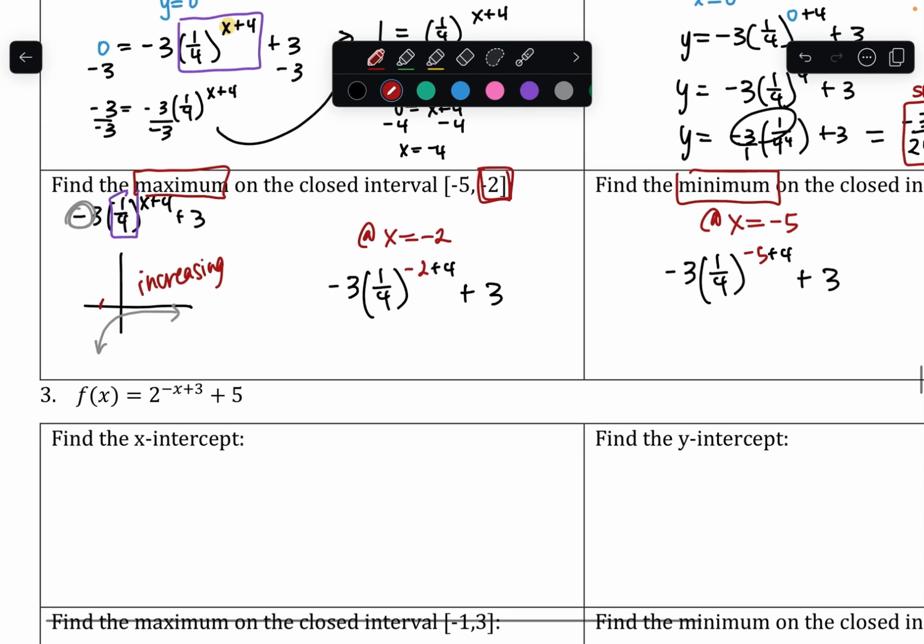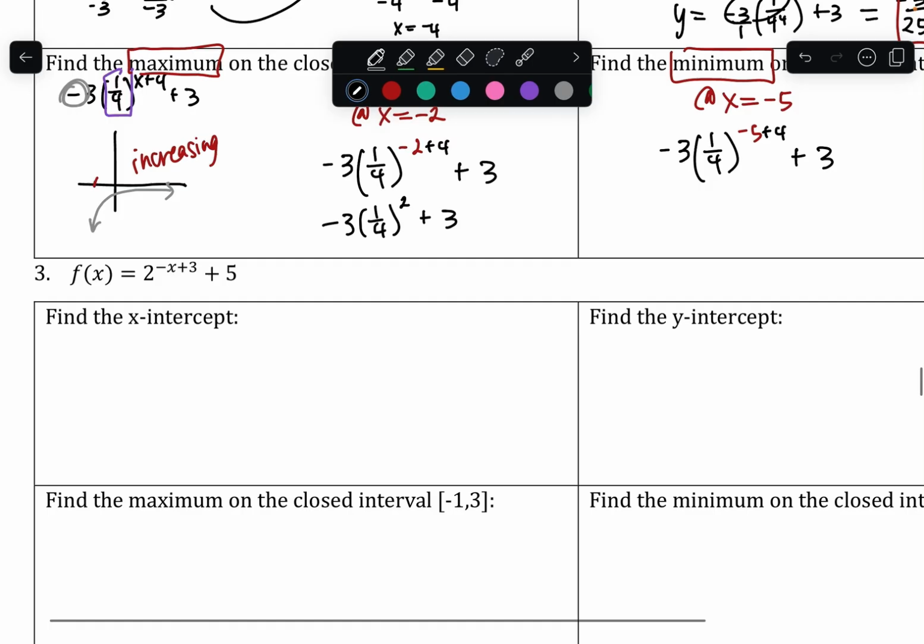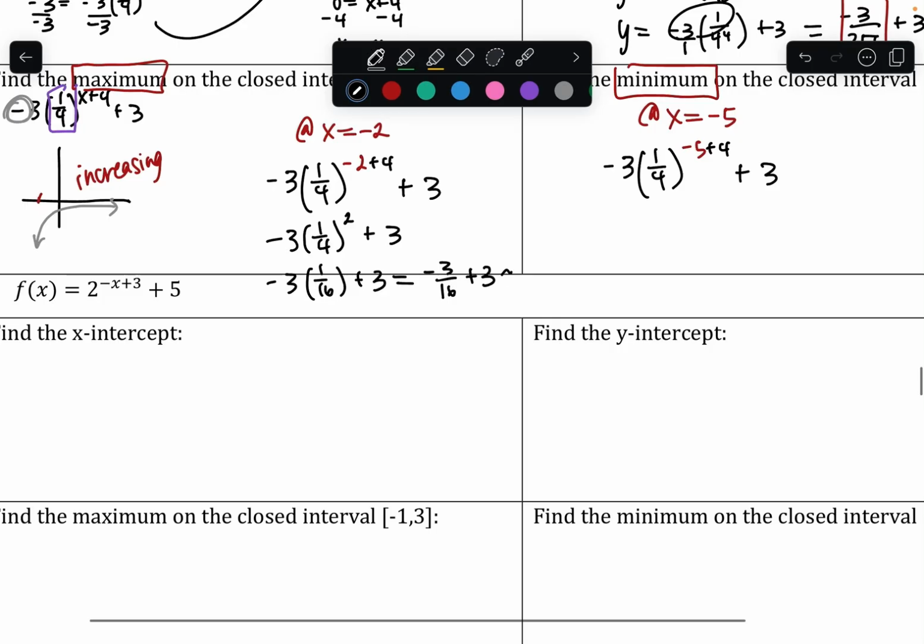And so looking at our first example, we have negative 3 times 1/4, negative 2 plus 4 is just 2. 1/4 squared is 1/16. Negative 3/16 plus 3. If you type that into your calculator or turn it into a fraction, it's approximately 2.8. And so our maximum is 2.8.